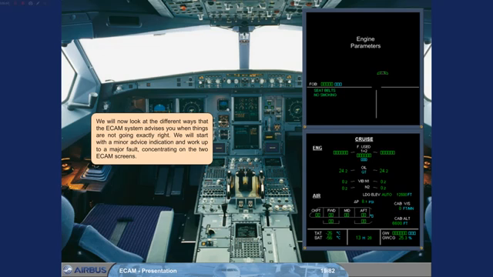We will now look at the different ways that the ECAM system advises you when things are not going exactly right. We will start with a minor advice indication and work up to a major fault, concentrating on the two ECAM screens.